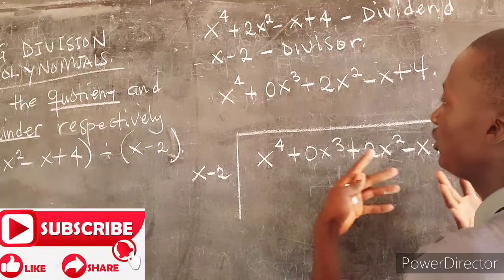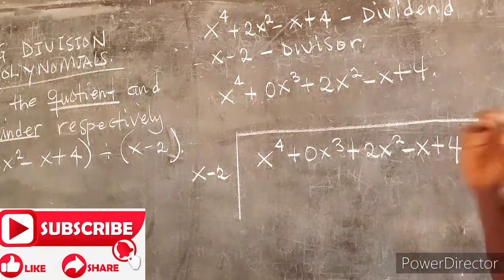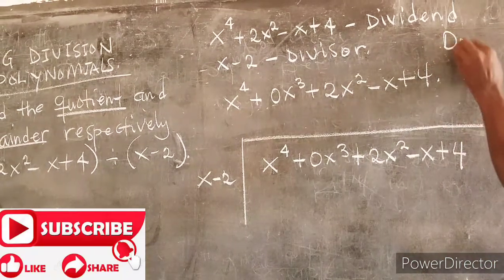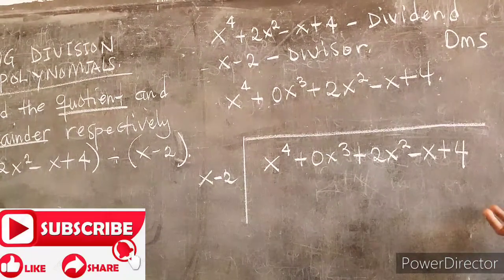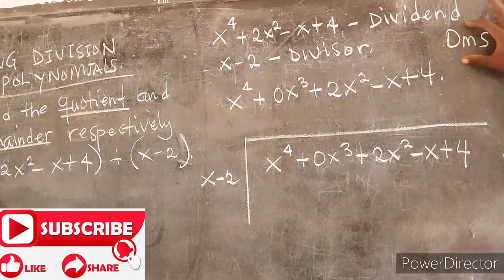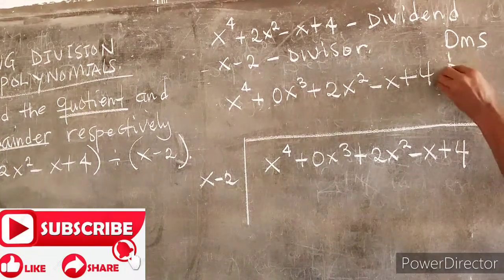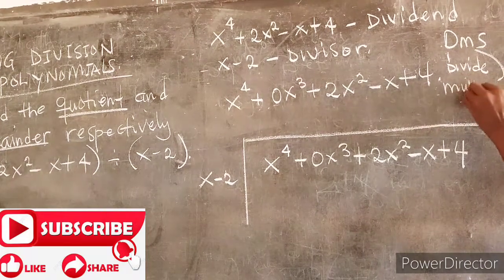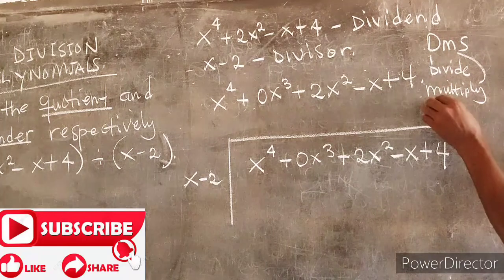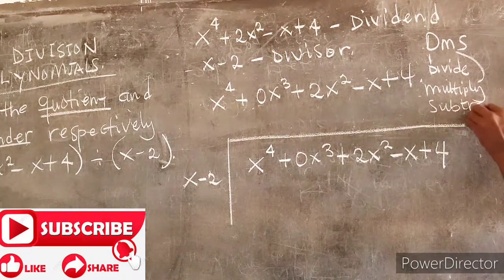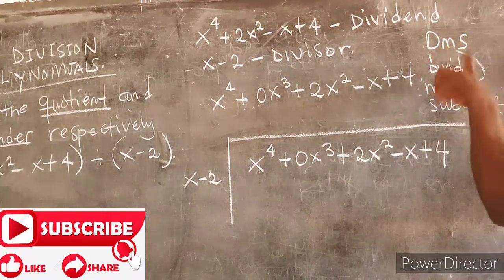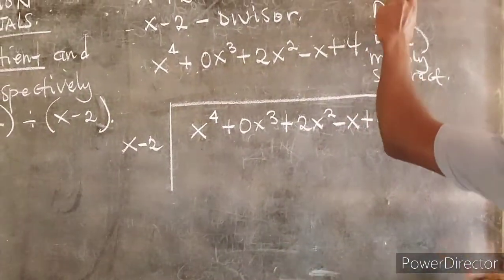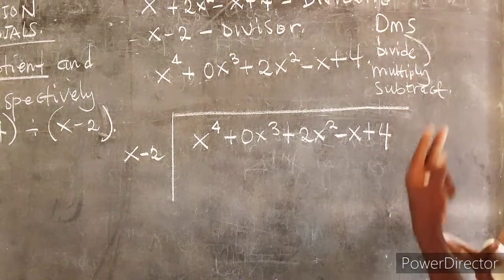Now I'm going to tell you a way of solving that you have to remember always, and that is DMS. Somebody will ask, what do we mean by DMS on a long division? DMS means you divide, you multiply, and you subtract. We are about to divide, multiply, and subtract. So how do we do that?